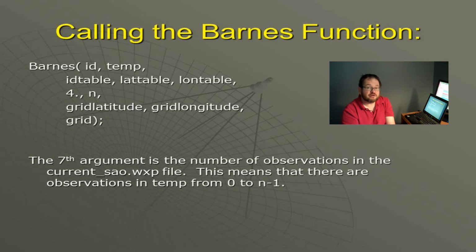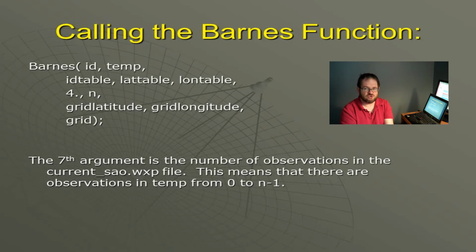N is going to be the number of observations that were in the current underscore SAO WXP file. So when you read the current underscore SAO WXP file before, you didn't worry about actually keeping track of how many there were. You just let it run while not end of file. Now you need to have a little variable, let's just call it n, but you can call it whatever you want, that you set to 0 before you start reading the current underscore SAO WXP file. And every time you read a line from that file, just make n equals n plus 1, or n plus plus would be more elegant. So that when you get done reading, once you have hit that end of file, n is how many lines there were. How many observations were there in that current underscore SAO WXP file?